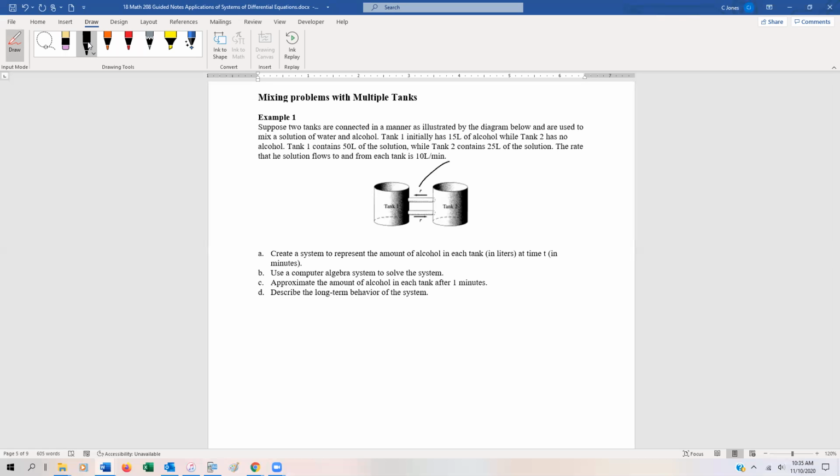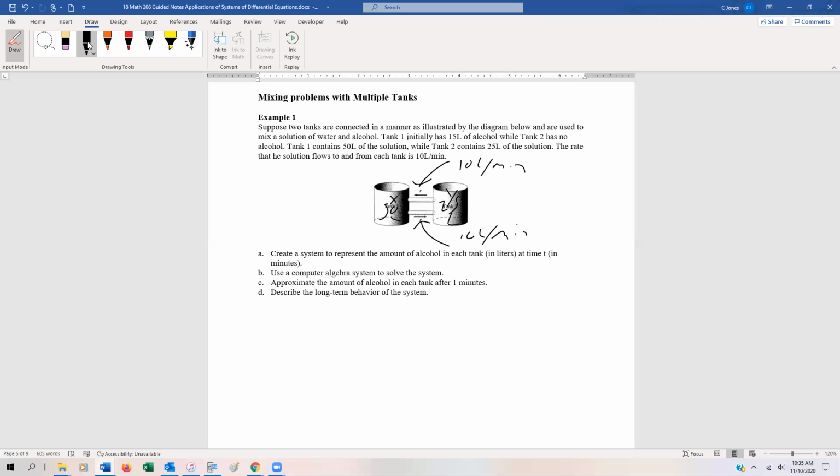All right, so just as a diagram, we know that this tank has 50 liters, this tank has 25 liters of whatever the solution is, and the amount of alcohol. So let's call the amount of alcohol in tank 1 x, and let's call the amount of alcohol in tank 2 y. And we know that the rate that it flows in to tank 1 is 10 liters per minute, and also the rate that it flows out is 10 liters per minute.